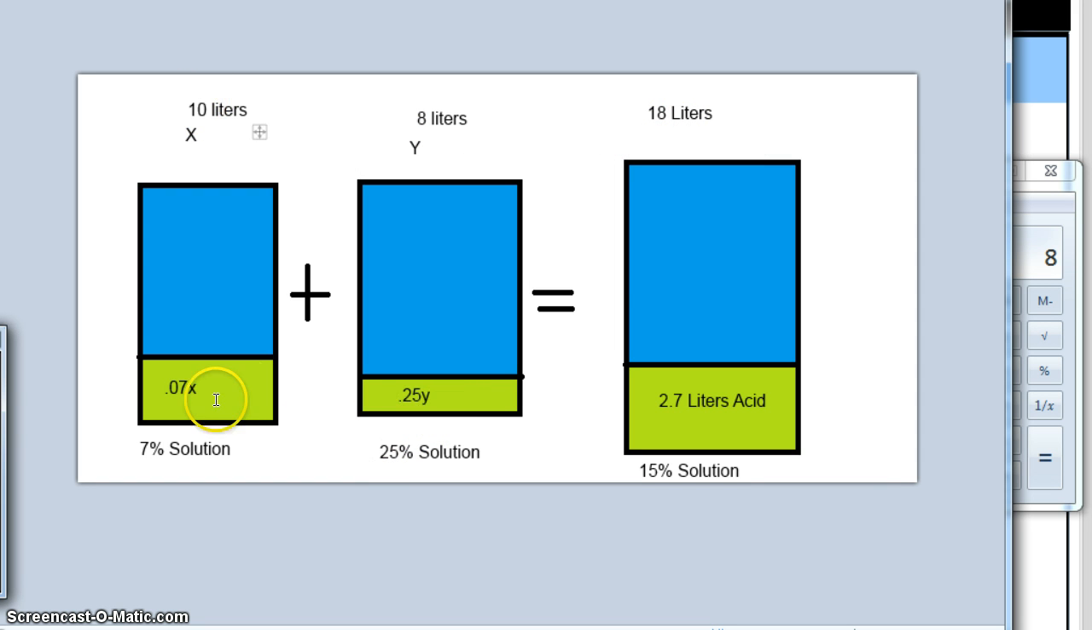Okay, and again, you could see that if this is 10 liters, this would be 0.7 liters of acid, and that would be 2 liters of acid, to get 2.7, right? 0.7 plus 2 equals 2.7. And that's a good thing. Fill out everything just to make sure you understand it.